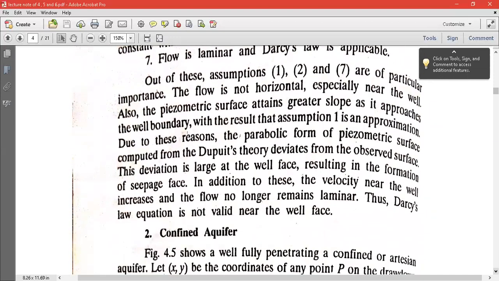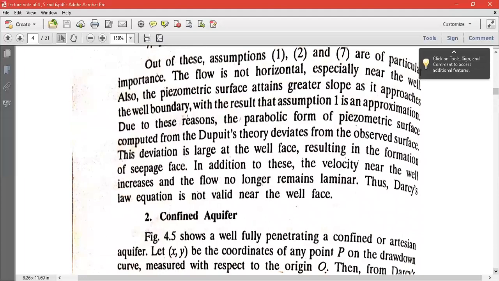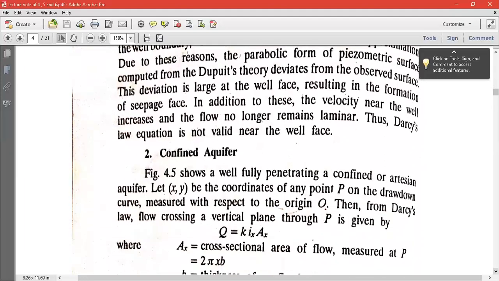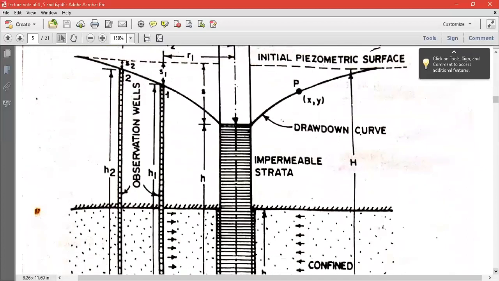Now, after that unconfined aquifer, let me discuss the confined aquifer. What is the confined aquifer? Let me show you the picture first. This is the confined aquifer.